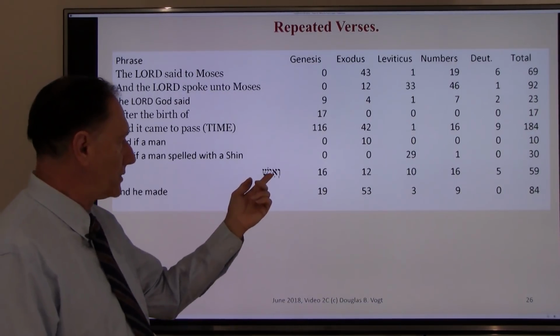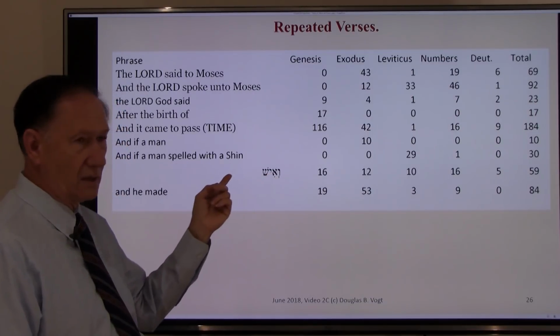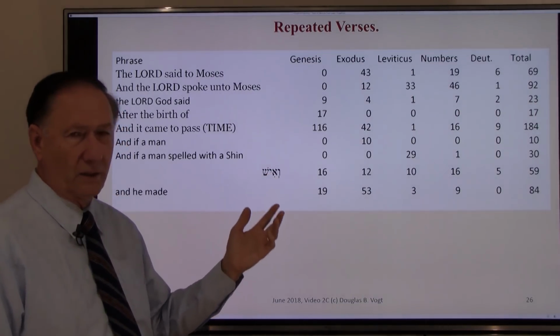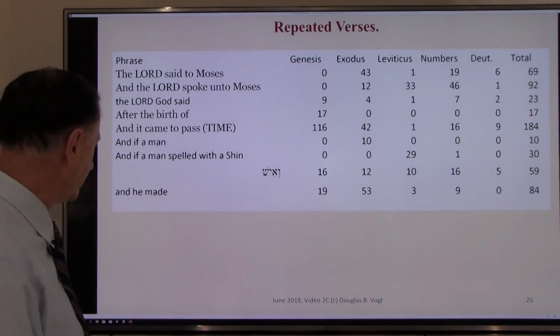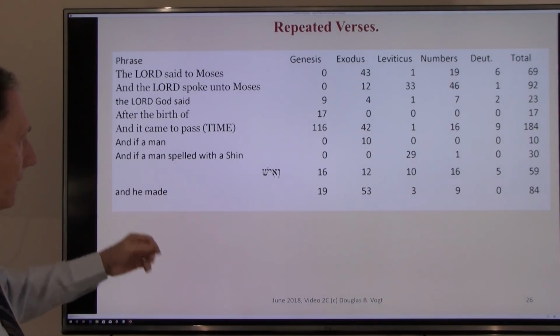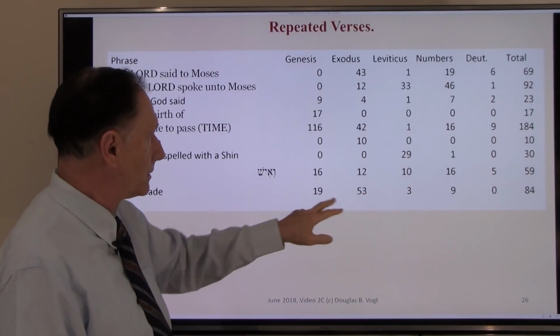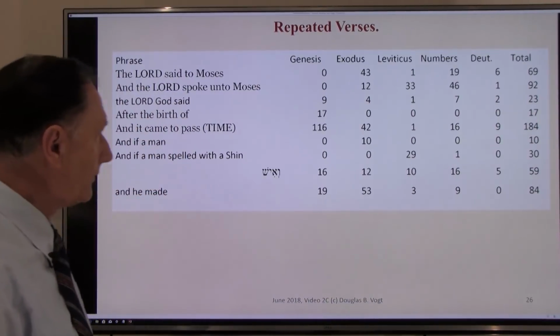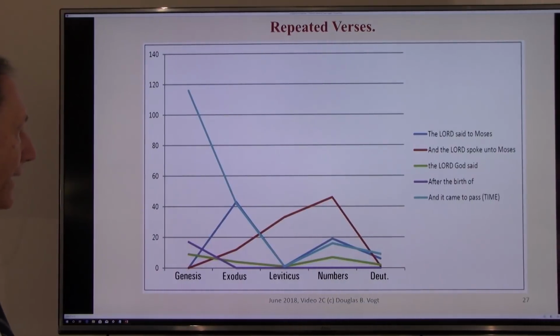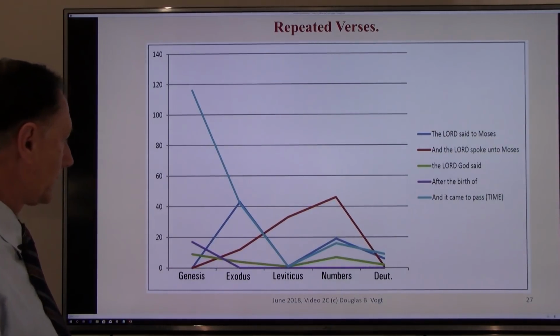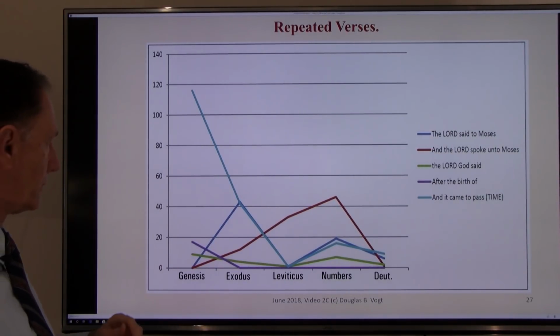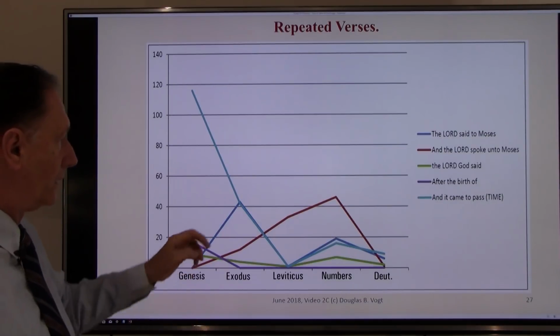And I've seen like 5 or 6 or more different translations of this word. I mean, they don't know what to do with it, it seems. And then that last one, "and he made," mostly showing up in Exodus, a little bit here. I graphed them to see if it shows up better. This is where it gets interesting, becomes more visible what's going on.